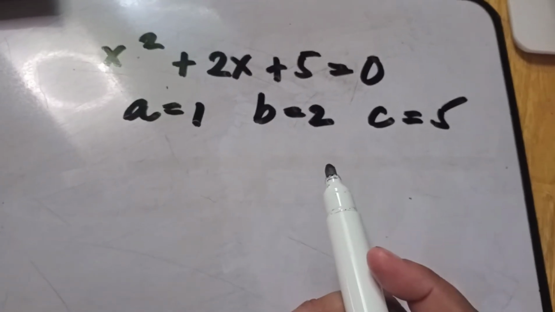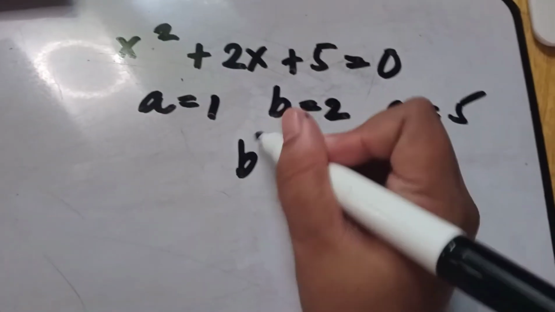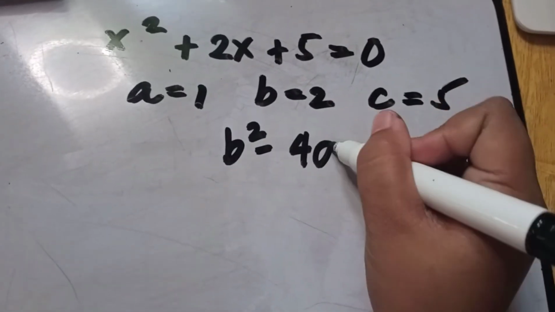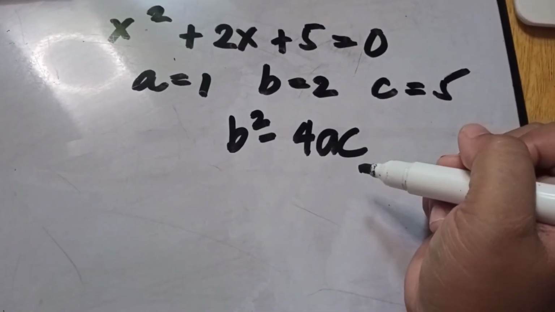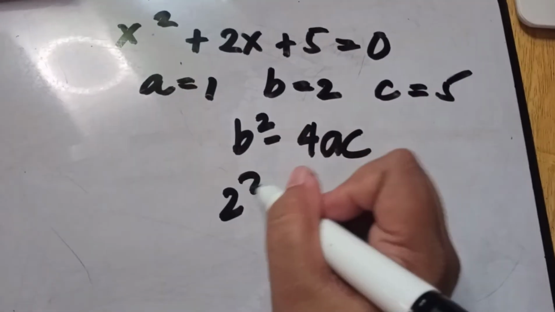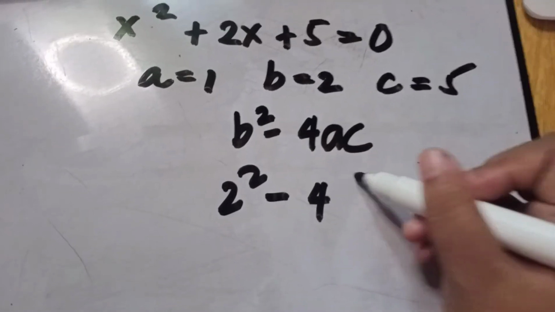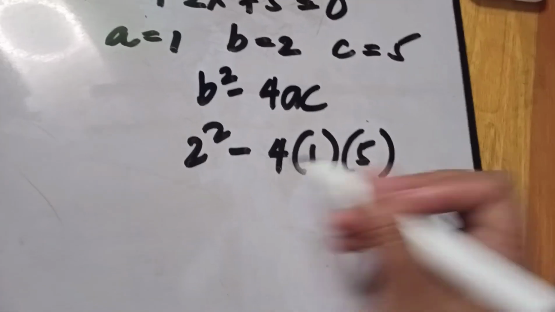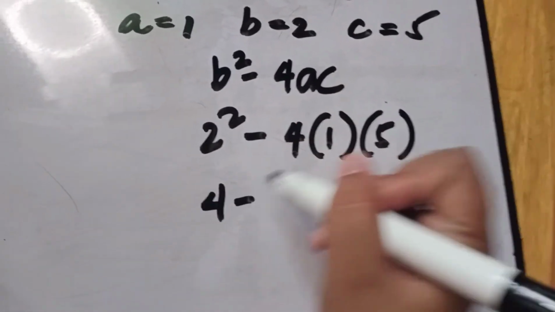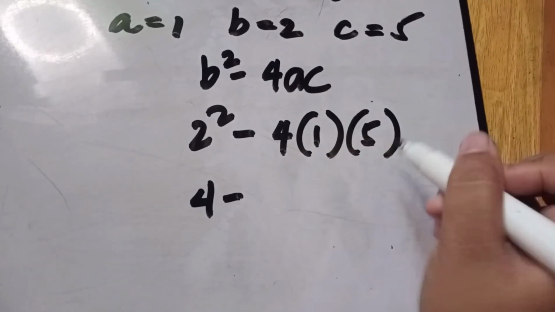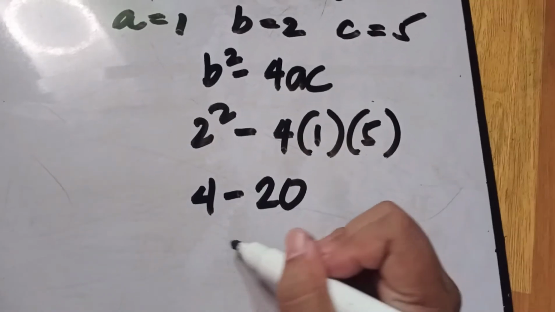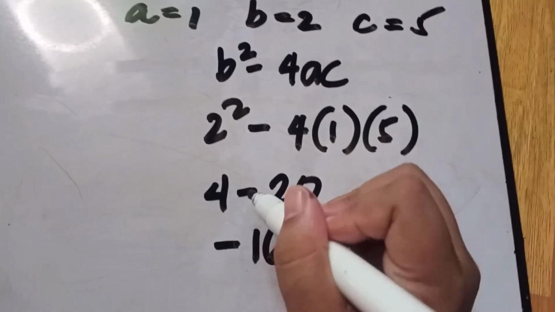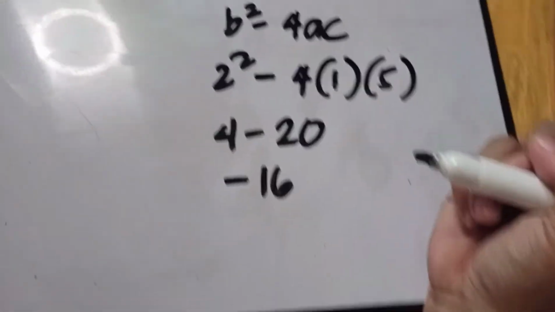Now let us evaluate the expression b squared minus 4ac, the formula for getting the discriminant. Our b is 2, so that is 2 squared minus 4, and our a is 1, and our c is 5. Let us now simplify. 2 squared is 4, minus 4 times 1 times 5, that is 20. So that is negative 16, since 4 minus 20 is negative 16.